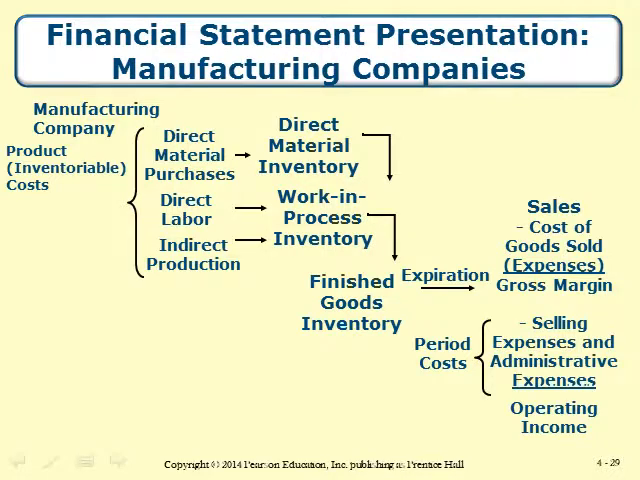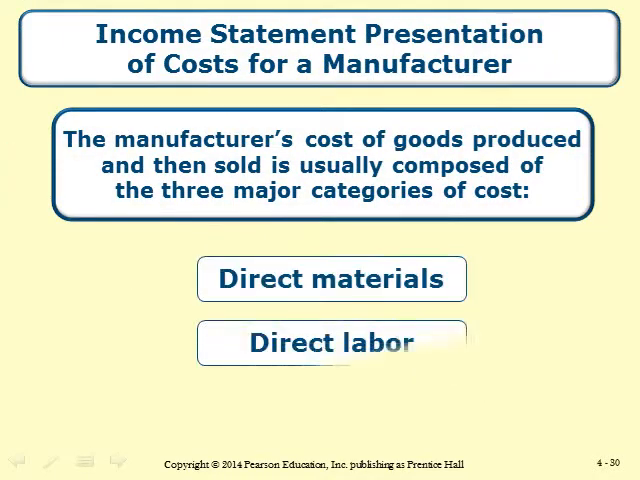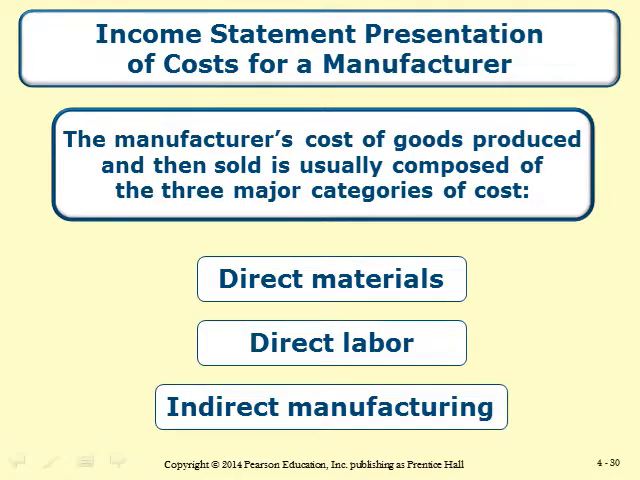We can see that the balance sheets of the manufacturer and merchandisers differ with respect to inventories. Instead of one account, as we saw earlier, a manufacturing concern has three inventory accounts, that is, direct material, work in process, and finished goods. And so the manufacturer's cost of goods produced and then sold is usually composed of these three major categories of cost: direct materials, direct labor, and indirect manufacturing.